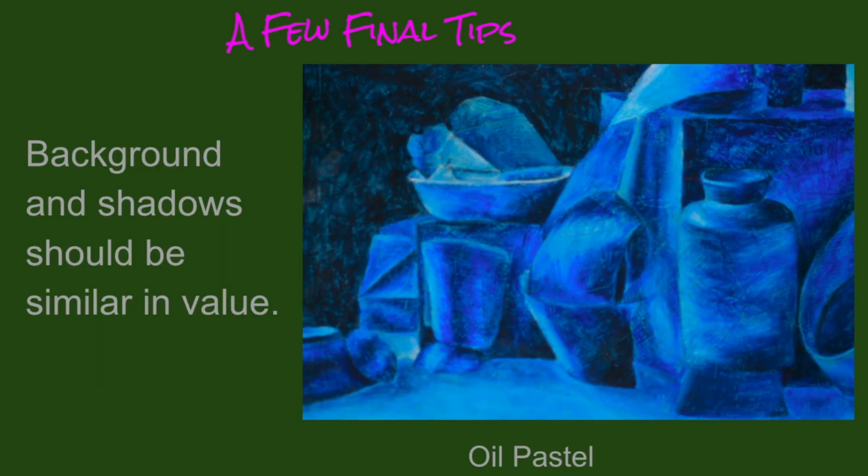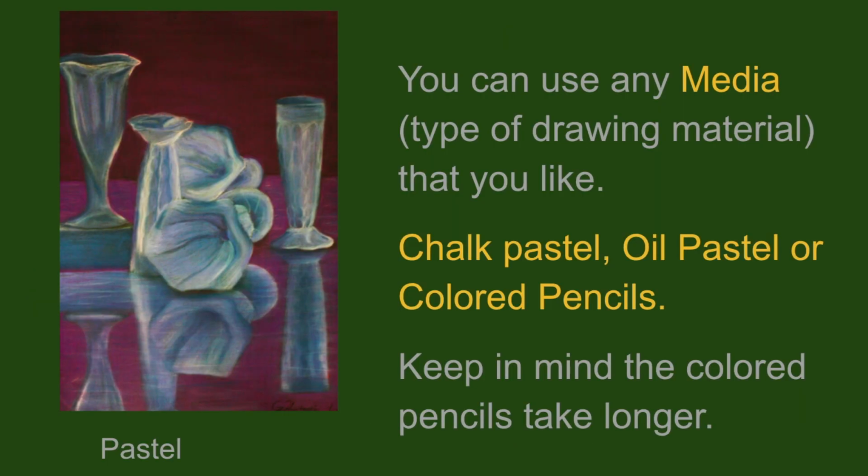So a couple of final tips. Again, the shadows and the background for your drawing should be about the same value. So what you'll notice here is where the values get darkest on the objects, and it's actually kind of hard to see the shadows on this, but it's really good that this person used the same dark in the darkest parts of the object that is also in the background. That was a really great thing to do because it unified this entire drawing. This one was actually done in oil pastel. Another thing that you want to think about is different media that you're using.